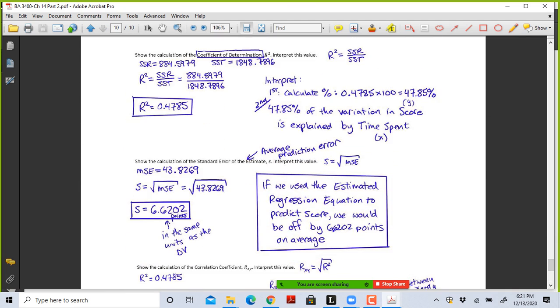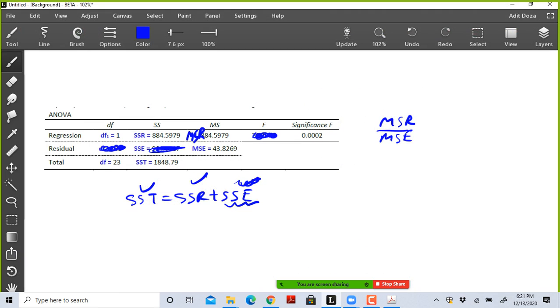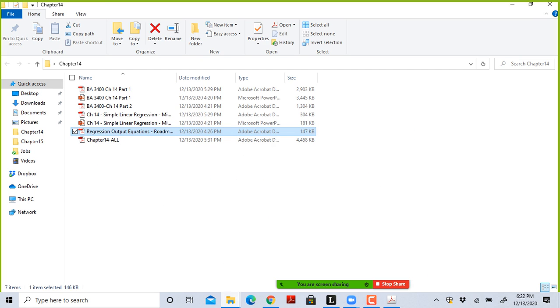What is r square? It's how much of the variation of y is being explained by x. That's only for the simple linear regression case. Okay, so that's chapter 14 part 2.